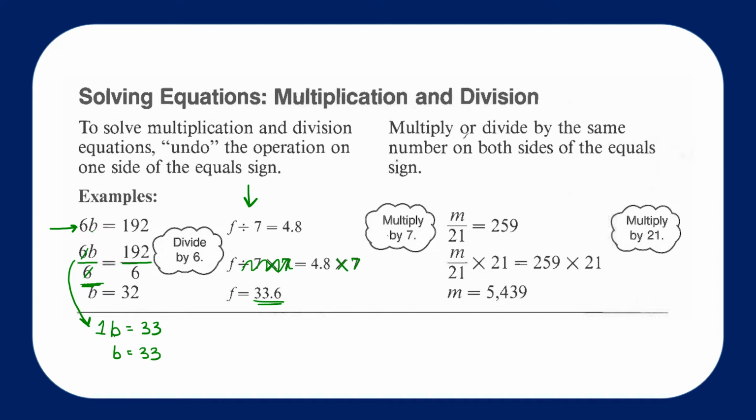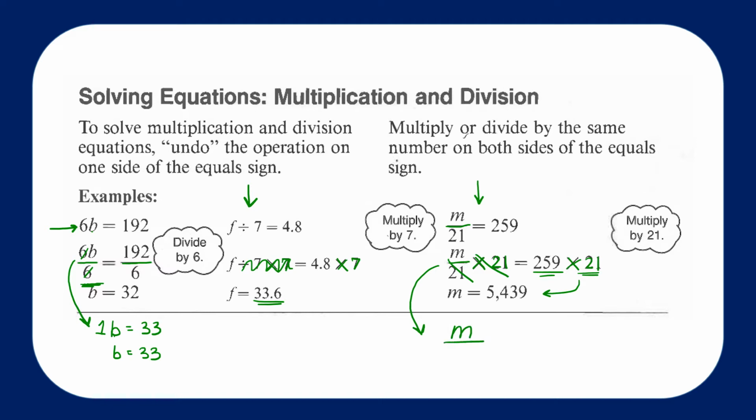Here we have a variable m divided by 21 equals 259. We're going to multiply both sides by 21. That cancels each other out and gives you m equals 259 times 21, which is 5,439. Now I just want to show you what's really happening here.